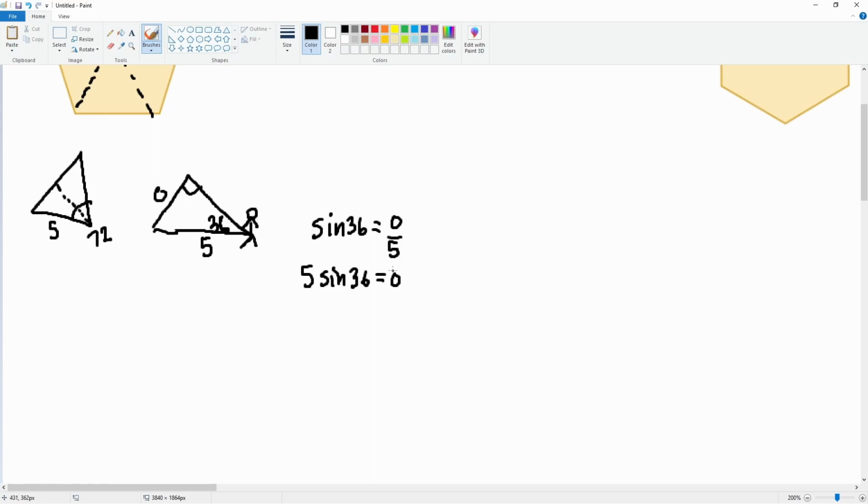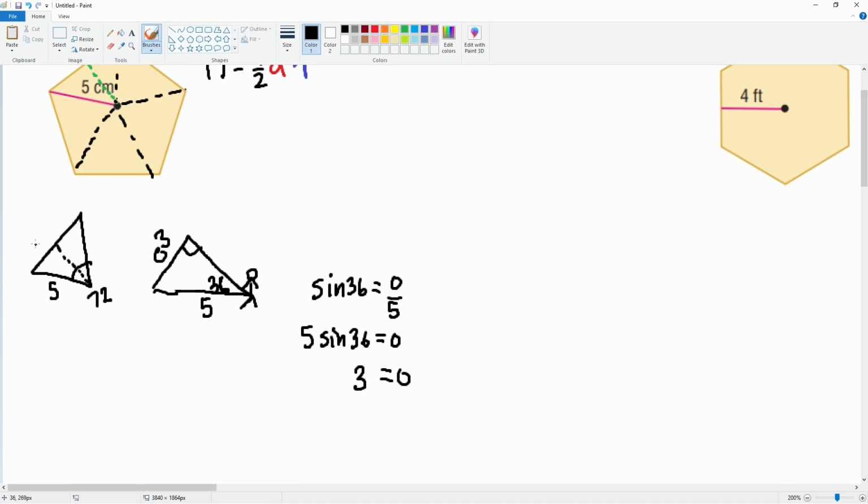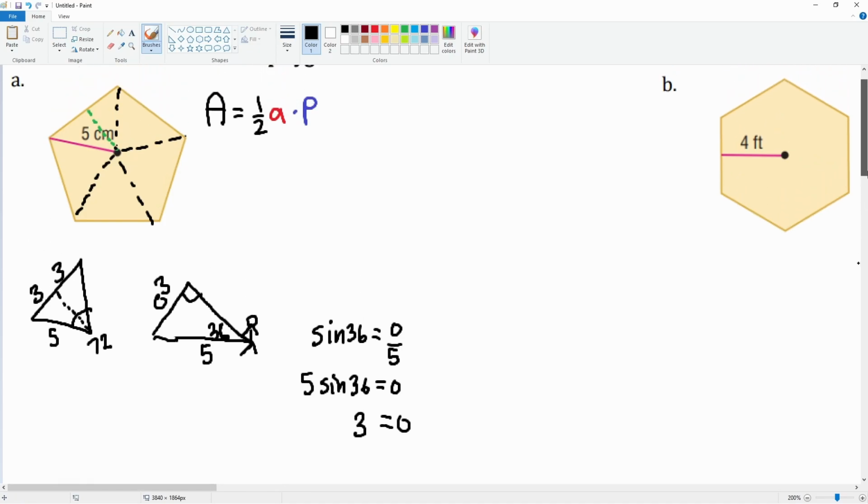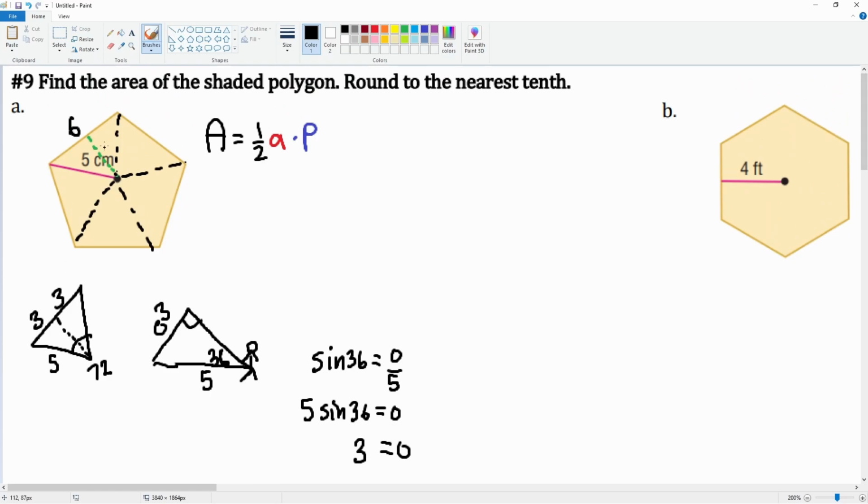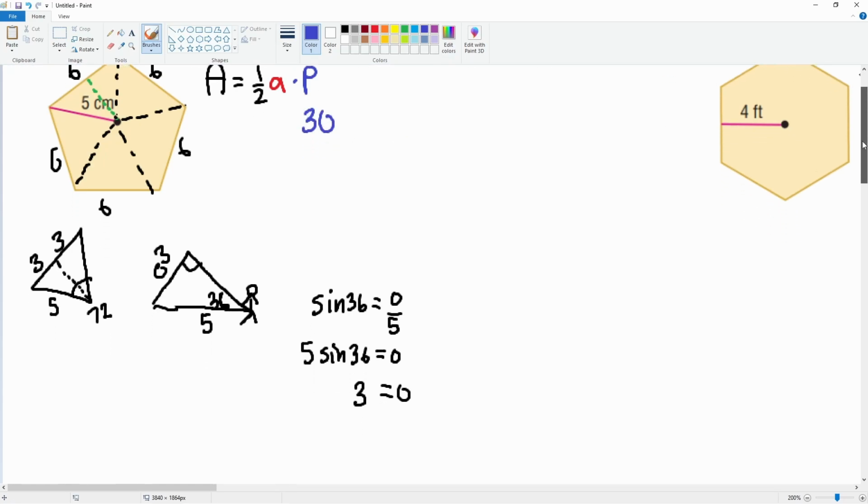Find sine 36. So the opposite is roughly, let's say, just make it 3. So this is 3. If this is 3, the entire side is 3 plus 3, which is 6. So this is 6, and each side is 6. So the perimeter here is 6 times 5, which is 30. Perfect. We have the perimeter as 30.